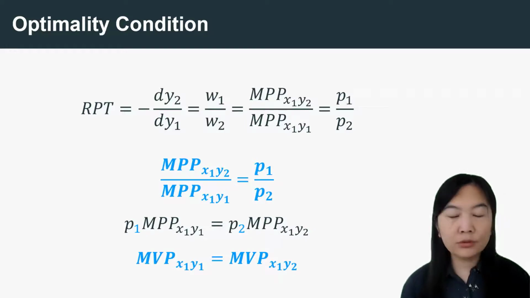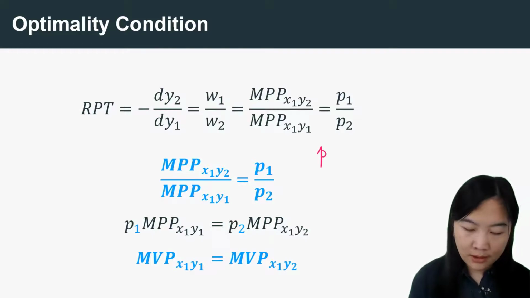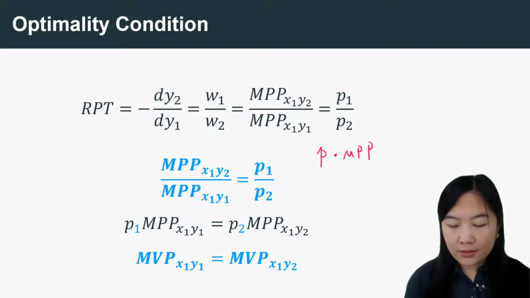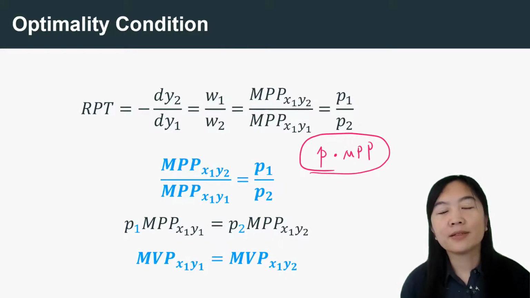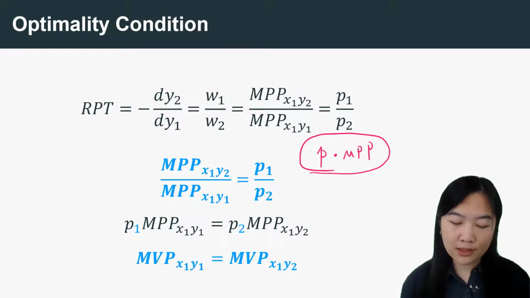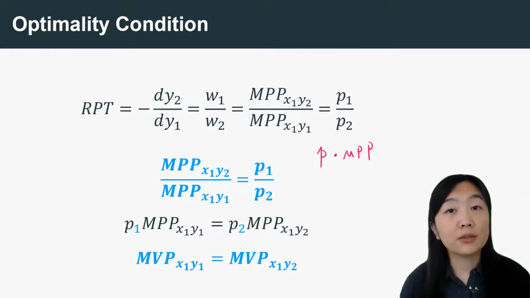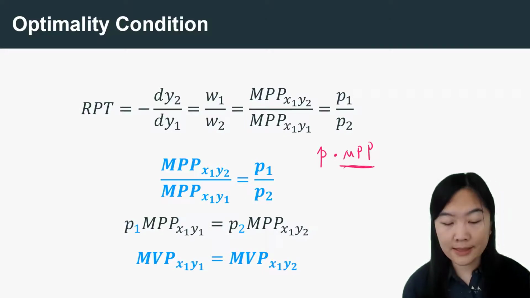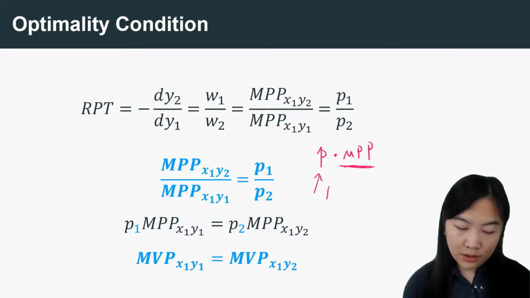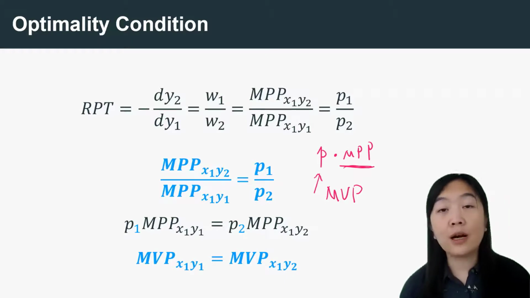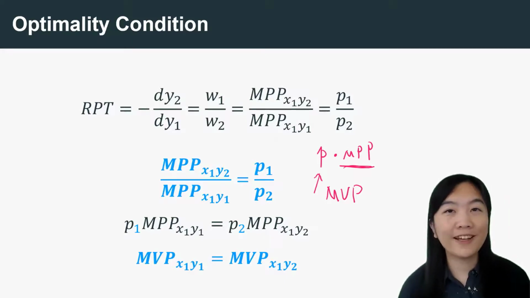And you have to recall what P times MPP actually is. This is one of the concepts that we covered earlier in this course. So we know MPP is a technical concept. And throughout this course, we use the letter P to denote the output price. So the output price times MPP is what we have used for a while. It is MVP.